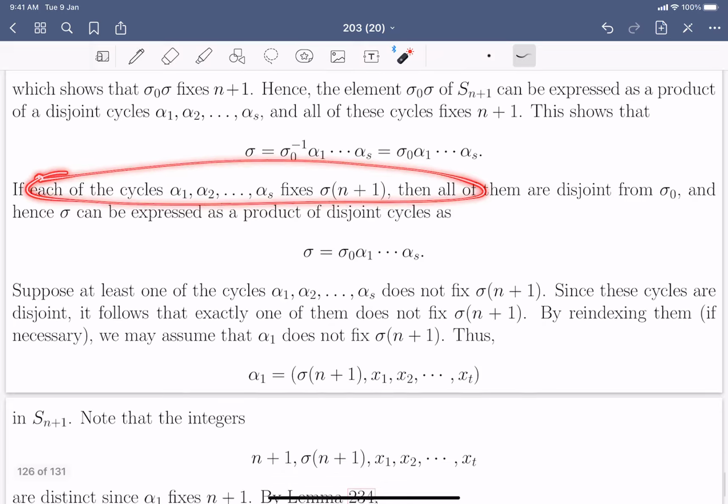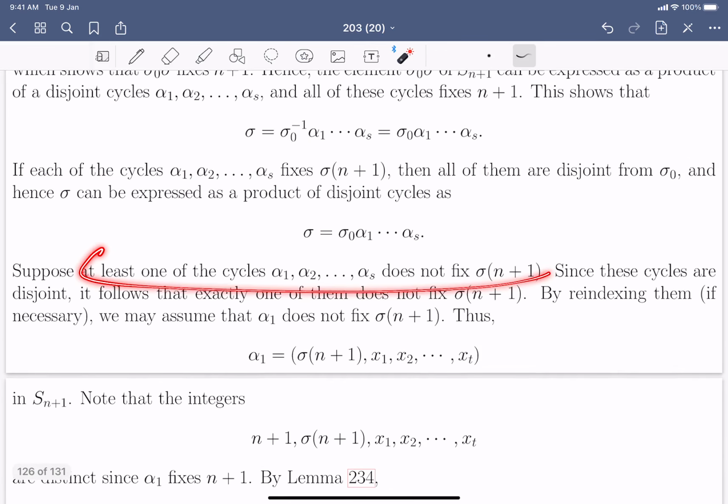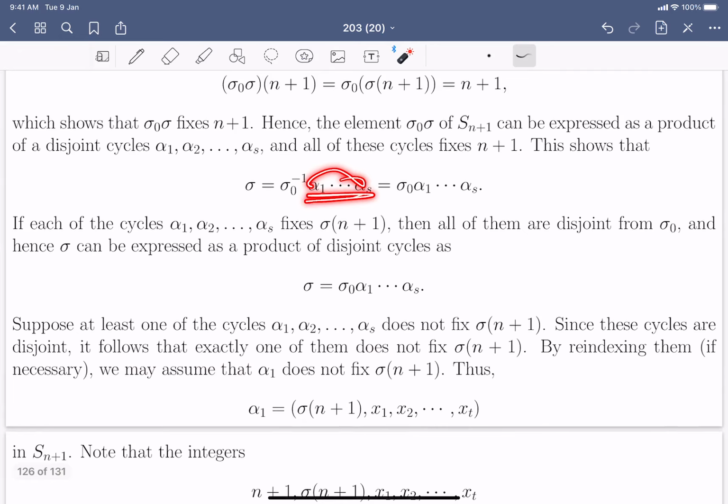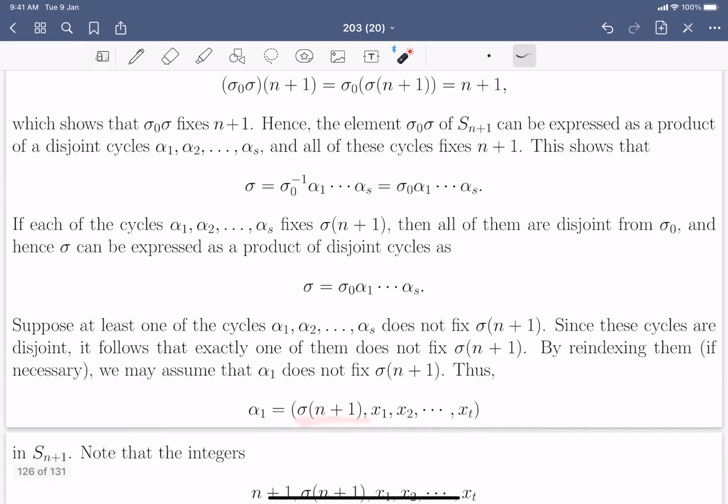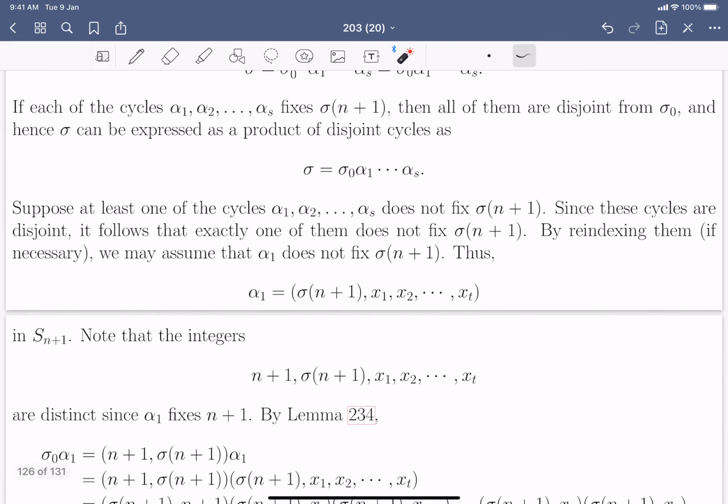under this hypothesis. And now we assume that at least one of these s cycles alpha 1 up to alpha s does not fix sigma n plus 1. And now using the fact that the cycles are disjoint, it follows that exactly one of them does not fix sigma n plus 1. By rearranging or reindexing these alpha i's, we may assume that alpha 1 does not fix sigma n plus 1. Okay. So alpha 1 can be expressed in this form, sigma n plus 1 and then x1, x2 till xt, with t at least 1.